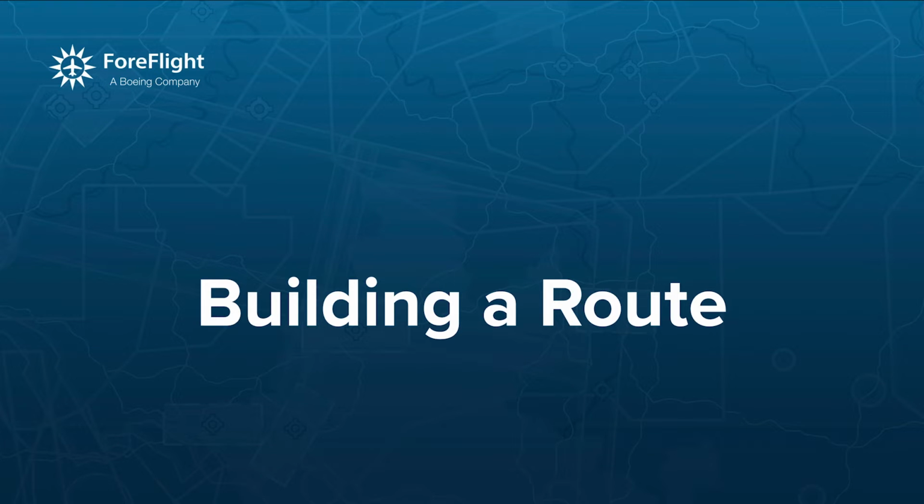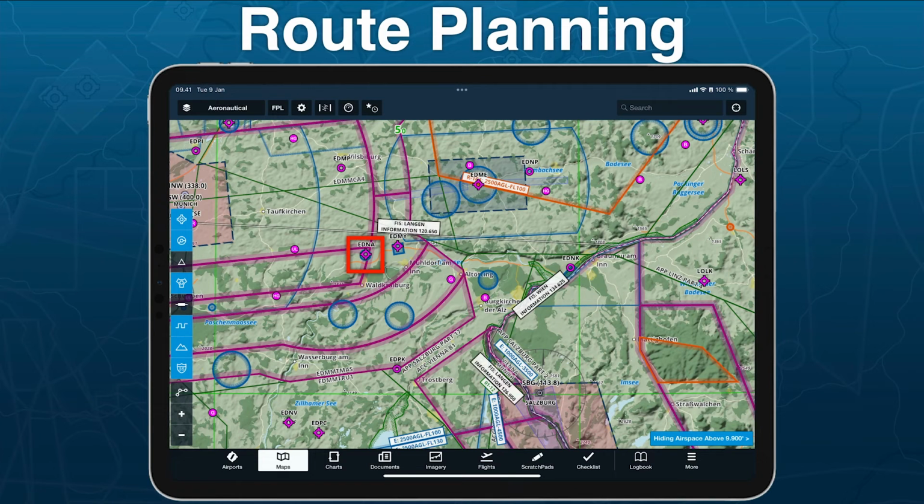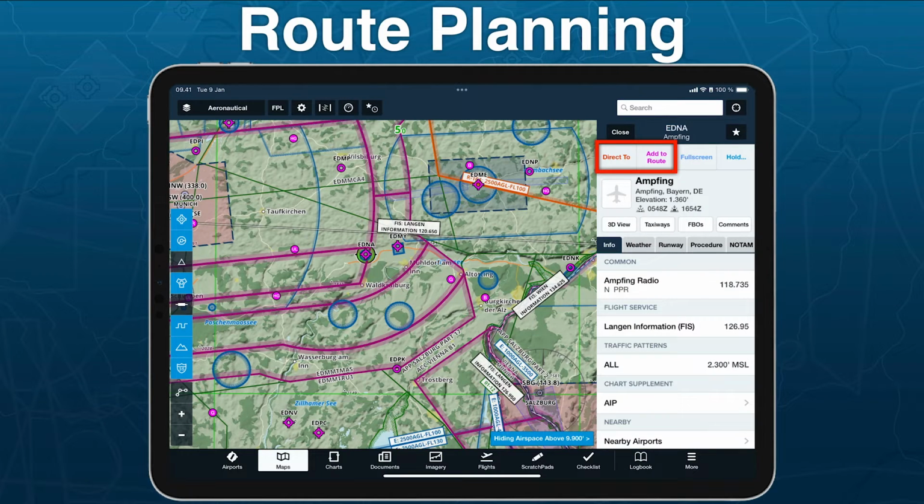So now let's start building a route. The easiest way to build a route is tap on your departure airfield. The details are displayed in a sidebar menu like frequencies, runway information, procedures, weather, anything else. And of course, you can go there directly from your current position by selecting Direct To. So we want to build a route, and we select Add to Route.